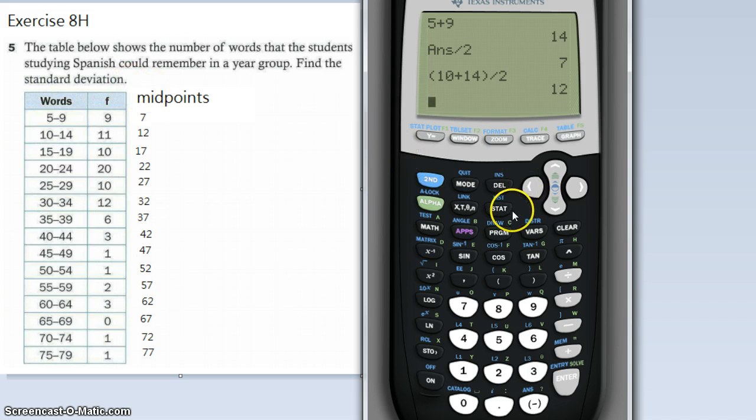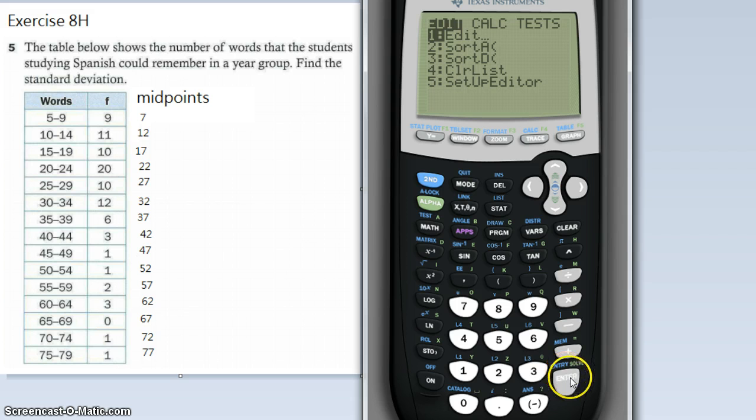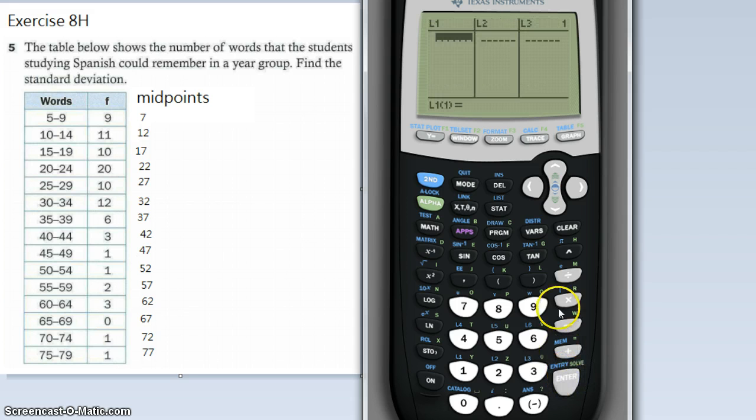Right, so by now we all should know how to use the calculator to find the standard deviation. So go to Stat, Edit, and then for my L1, I'm going to put those points in there. Okay, so go ahead, pull your calculator out, and pause the video. Put 7, 12, 17, 22, and so on.